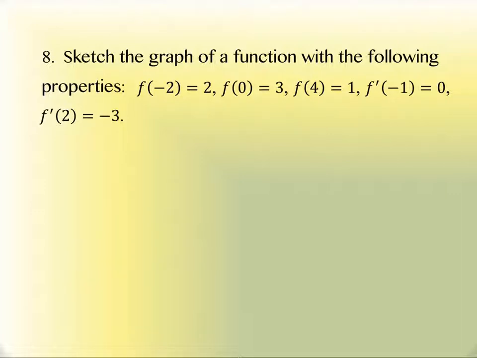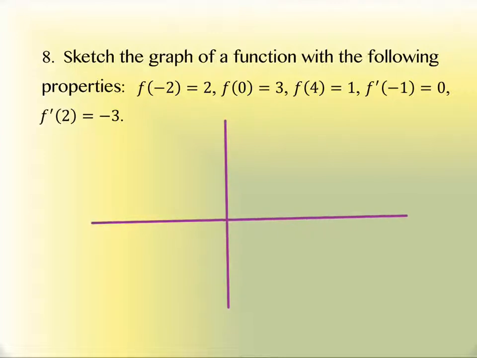The first one says that f of negative 2 is equal to 2. So that is a very specific piece of information that tells us we can plot a value of y equal to 2 at the x value of negative 2. So there's our value right there. The next one says that f of 0 equals 3. So we're going to plot the value of 3 at x equals 0. So this is where we are right here.